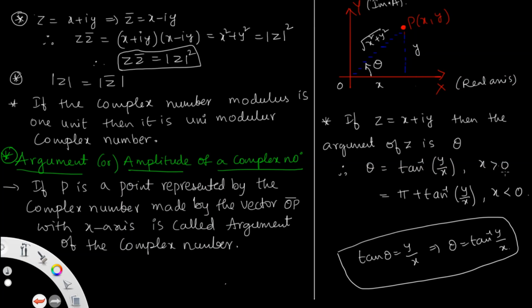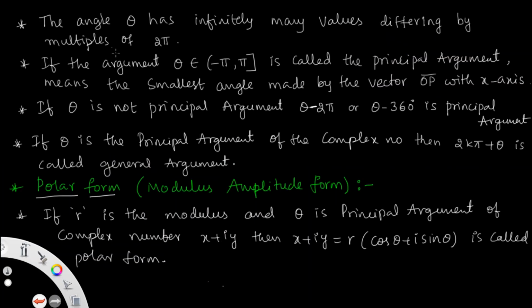If x is positive, theta is tan inverse y by x. If x is negative, in the direction of the third and fourth quadrant, then it is pi plus tan inverse y by x. This is the value for finding the argument. The angle theta has infinitely many values, differing by multiples of 2 pi. If the argument theta belongs to the open interval minus pi to plus pi, it is called the principal argument, meaning the smallest angle made by the vector OP bar with the x-axis.